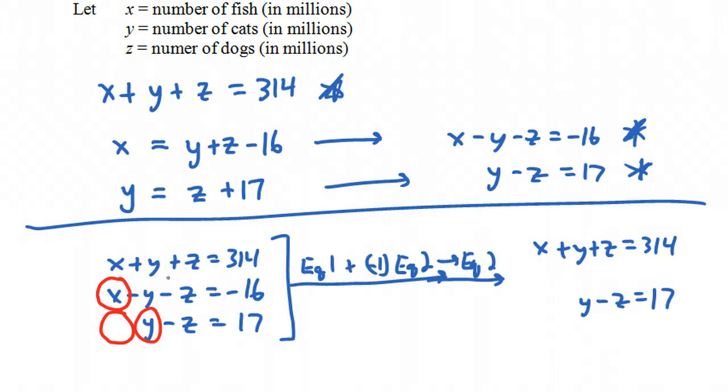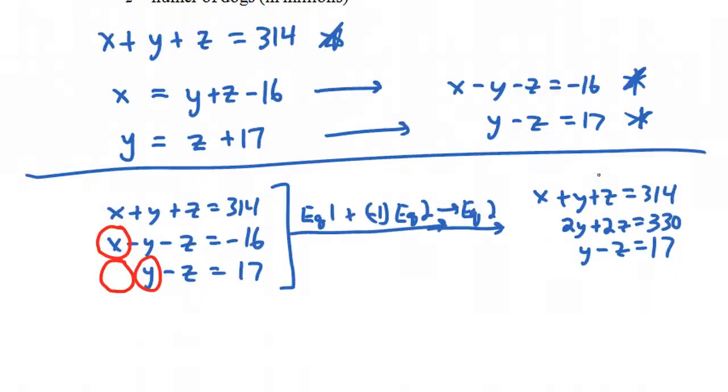Notice the x's go away. We're going to have a 2y, because y minus a negative y would be 2y, and then z minus negative z would be 2z. And then we have 314 minus a negative 16, which would be 314 plus 16, which is 330. Okay, so this is now our new system of equations.